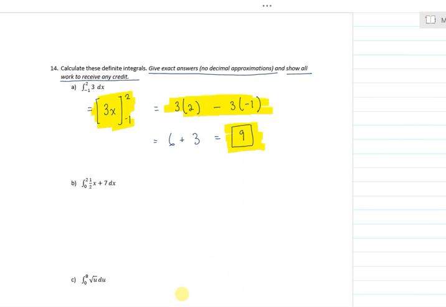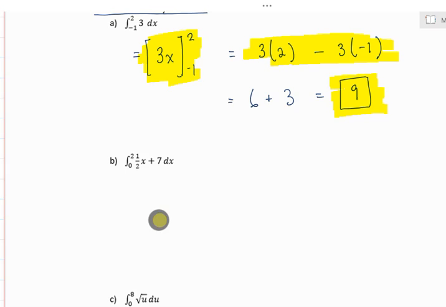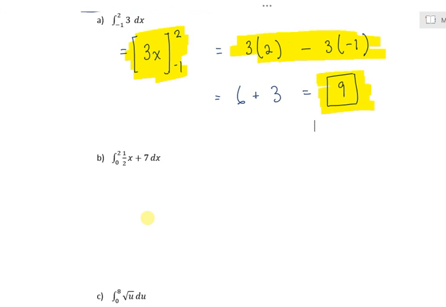Okay. Next problem. 1/2 x plus 7 from 2 to 0. Okay, this is x squared. We need to divide by 2, so that gives me 1/4 when I multiply it by this 1/2. Plus 7x. And we're taking it all from 2 to 0.